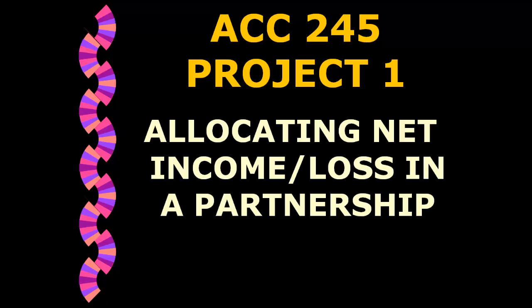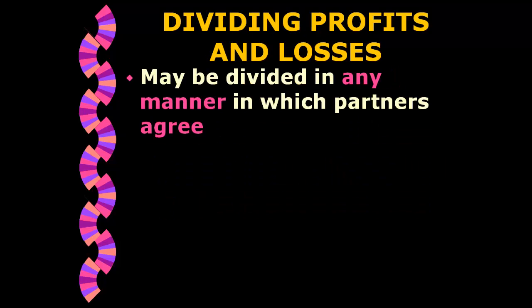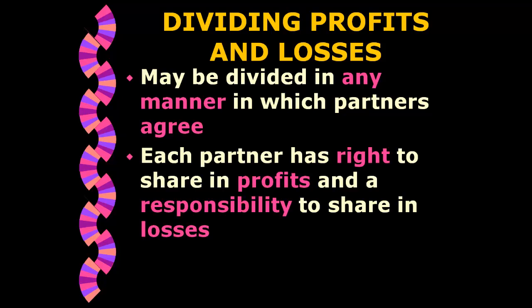Our first project in Accounting 245 deals with how we allocate the net income and net loss in a partnership amongst the various partners. Partners can decide to allocate net income and net loss in any manner that they come up with. It is up to them to decide how they're going to do that.